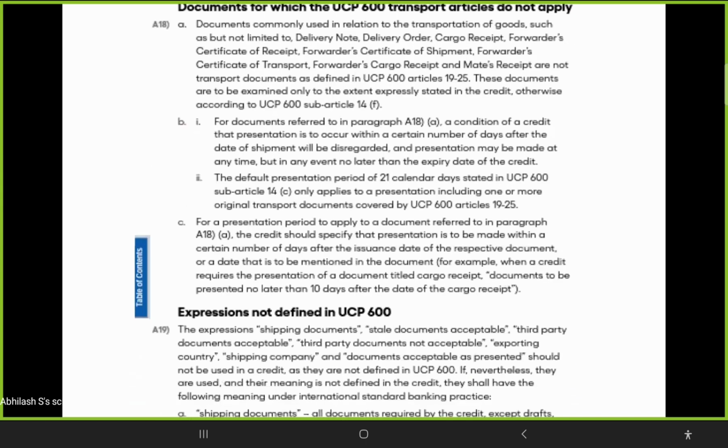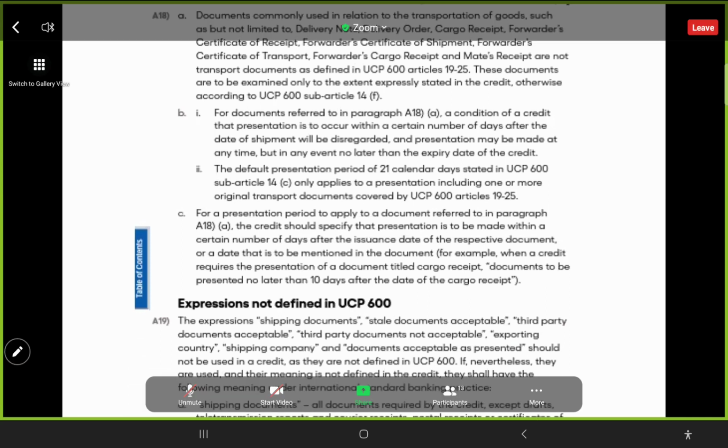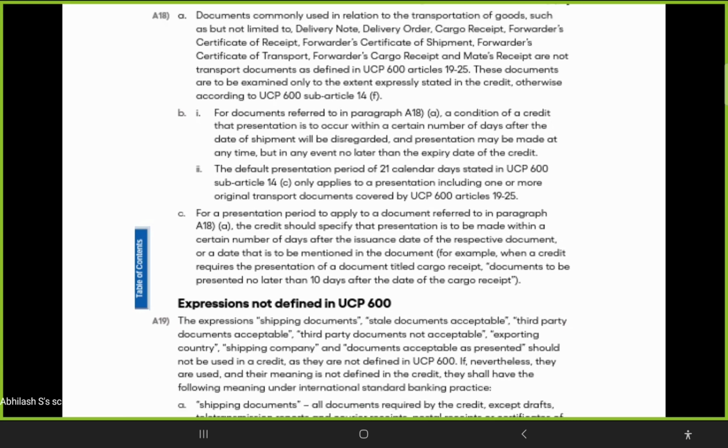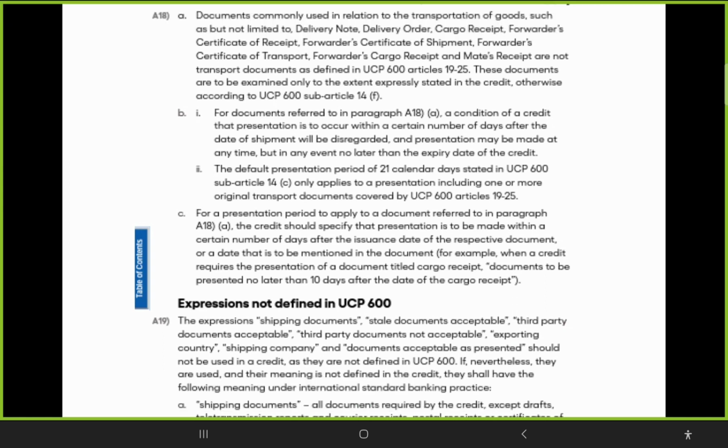Any other doubts for anyone? Abhilash, that cargo receipt, mate receipt, all are the same, or what about that mate receipt? See, mate receipt is a document which is issued by the commanding ship officer to the recipient. So it is not a transport document, it is a tentative document which shows the details of what are all the goods that is on board the vessel. So it is not a transport document for you.